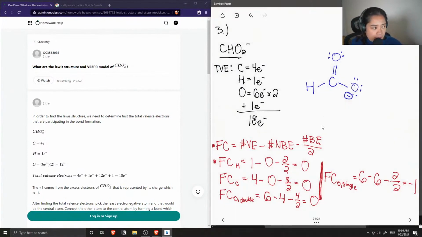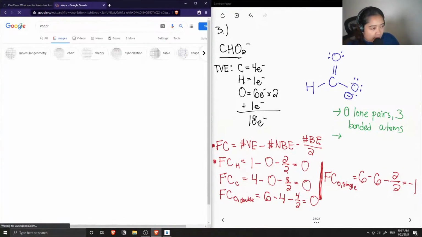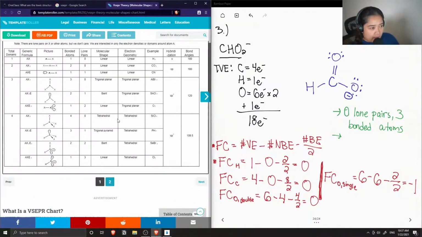Now the question also wants us to determine the VSEPR model of this ion. So we need to look at our central carbon atom and take note that it has 0 lone pairs and 3 bonded atoms. Now I just need to look up a VSEPR chart to help us find out its molecular shape and electron geometry.